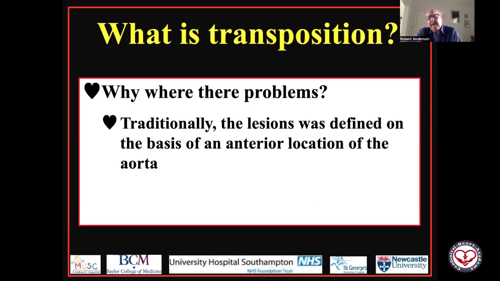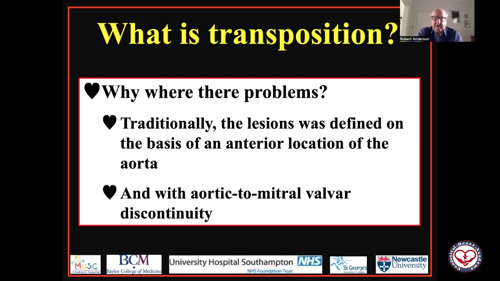So why do we have problems? Because, as you've already seen, it's easy enough to diagnose the presence of discordant ventricular arterial connections. The problems relate to the fact that traditionally it has always been demanded that the aorta, although it was arising from the morphologically right ventricle, had to be anteriorly located.